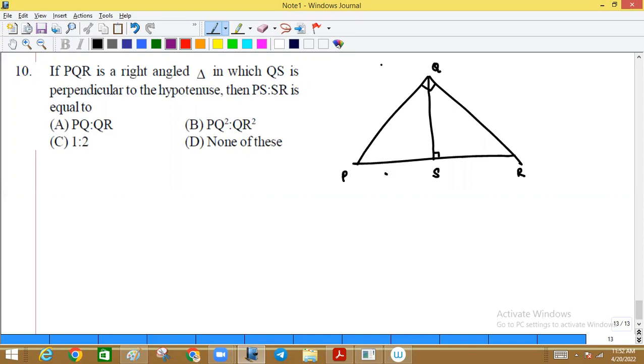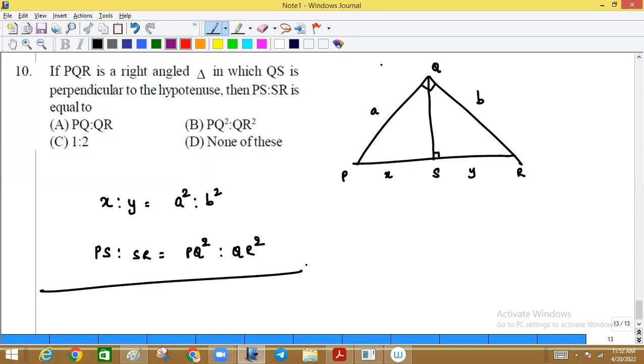If this is X, this is Y, and this is A, B. What do we know? X is to Y is equal to A square is to B square. Therefore, what is X? PS. What is Y? SR. It is equal to PQ whole square is to QR square. Yes or no? Copy that.